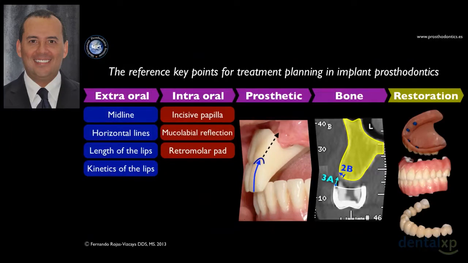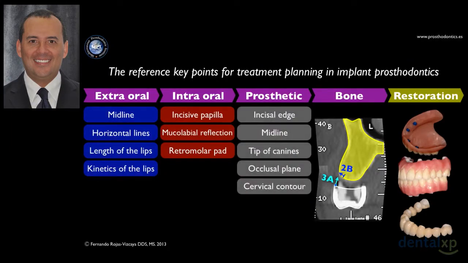Using this extraoral and intraoral information, we will determine some points in the new prosthesis, in the new teeth of the patient. If we are talking about a full maxillary rehabilitation, we will determine the incisal edge of the maxillary central incisor in relation to the upper lip. What is the midline? What is the tip of the canines? We will determine the occlusal plane, and after that, where the margin of this new crown is.